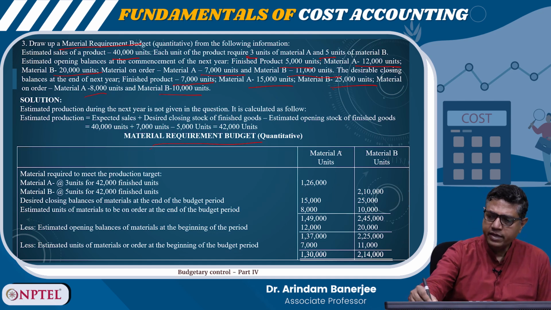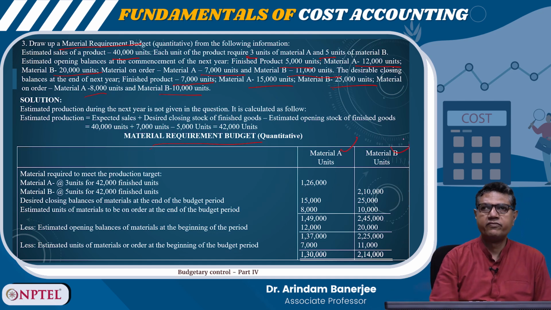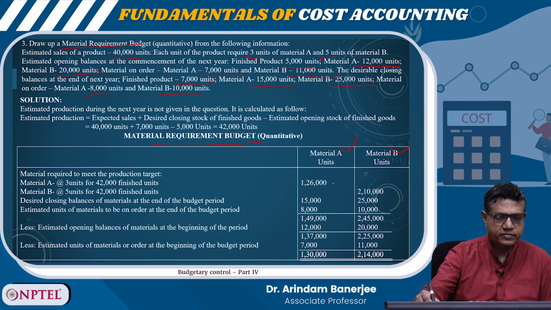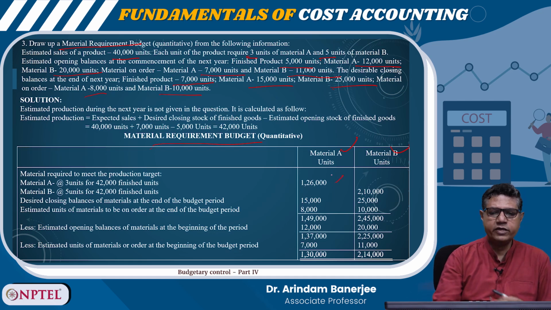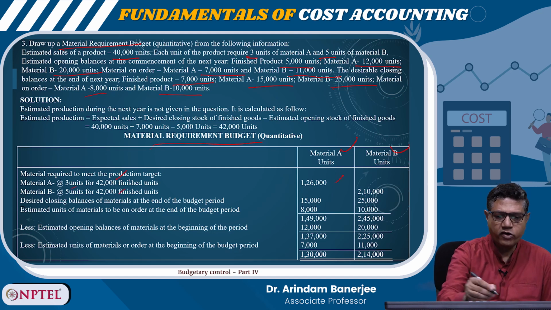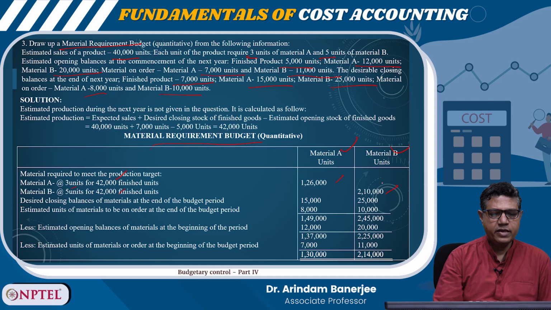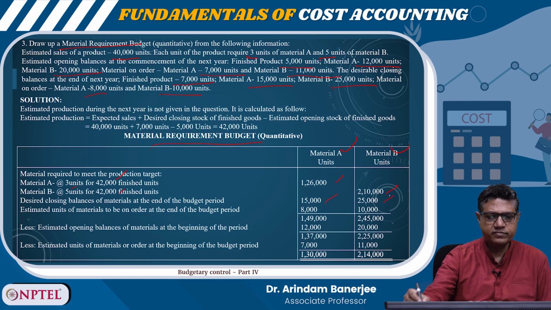So material A and material B. Fine. So material required to meet the production budget, material A 1,26,000, 3 units into 42,000. For material B, it is 5 units into 42,000, so 2,10,000. Desired closing balances of materials at the end of budget period 15,000, 25,000. Estimated units of materials to be on order at the end of budget period 8,000 and 10,000.